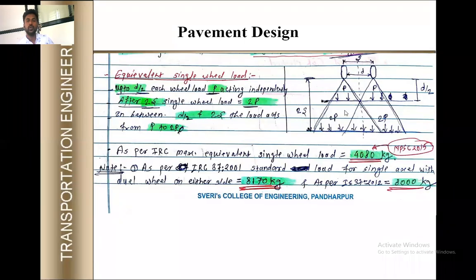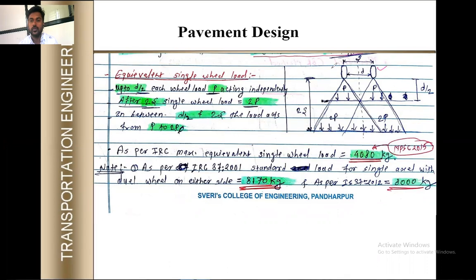So graphically, it is shown here how the single wheel load will be there, how the equivalent single load will be there. Okay, so see here. These are the two wheels. You can see in the figure. Whenever the load is coming from the vehicle, it is equally distributed on these two wheels. Up to the depth d by 2, what is d? This is the distance between two tires. What is d? The distance between two tires. It is shown here. Small d is the distance between two tires.